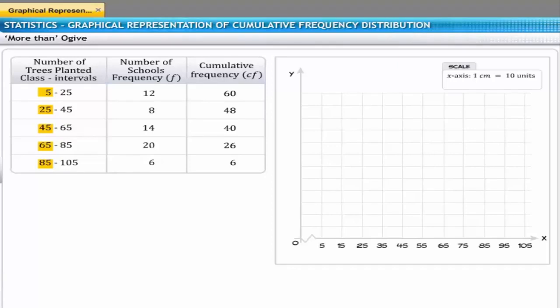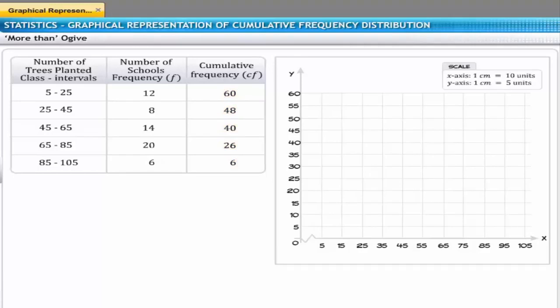Then, we'll label these with the lower class limits of the class intervals. Next, we'll choose a suitable scale to mark the reference points for the cumulative frequency on the y-axis. We'll take a scale of 1 centimeter is equal to 5 units, which is equal to 5 schools on the y-axis.